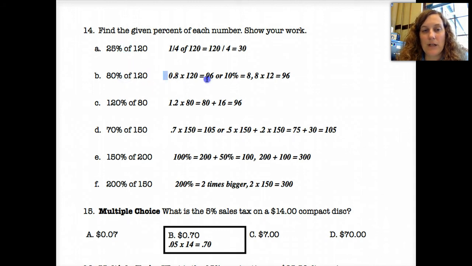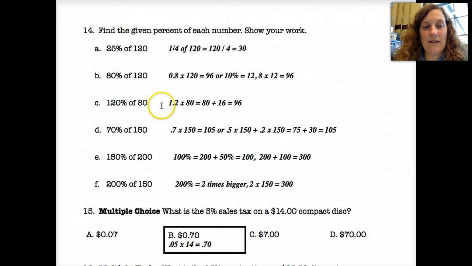80% of 120, there are a couple ways you could have done this. Again, you could have just done 8/10 times 120 to give you 96. Or you can say 10% of 120. Oh, I did 10%, sorry, that should have been 12. So 10% is 12, and then 8, because you have 80%, 8 times 12 is 96.